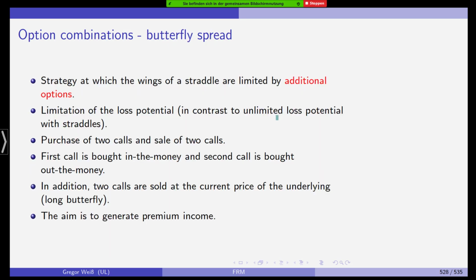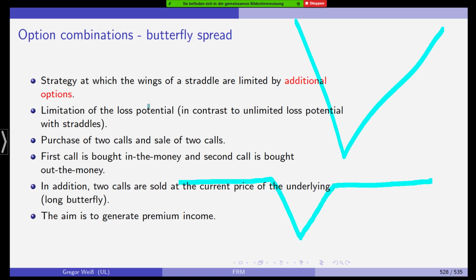Okay. We also have a butterfly spread. This is a strategy where the wings of a straddle are limited by additional options. And you can imagine how this looks like. Instead of this, here's something like that. Oh, something like this. We limit the loss potential. We purchase two calls and sell two calls. The first call is bought in the money. The second one is bought out of the money.